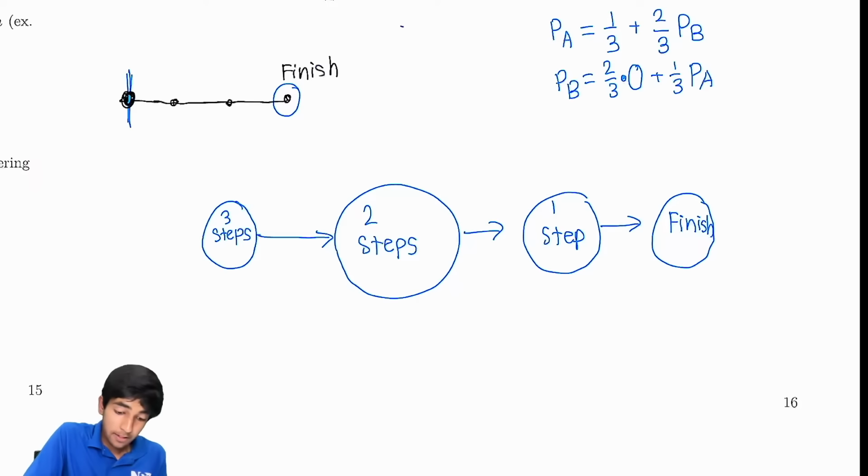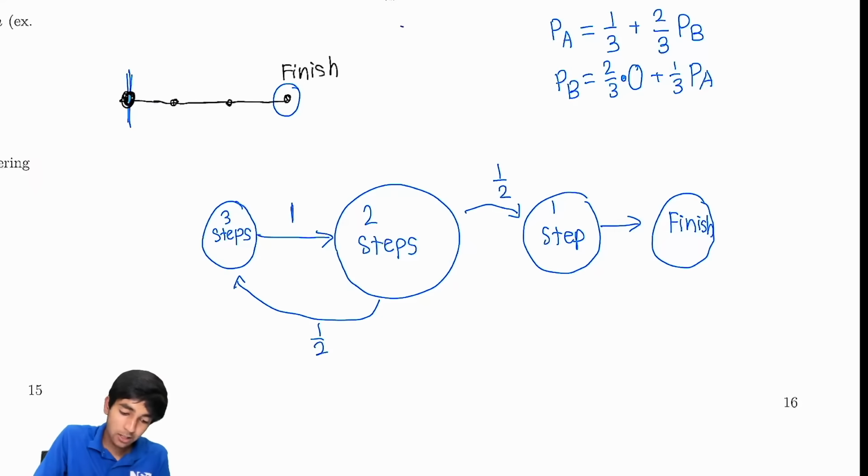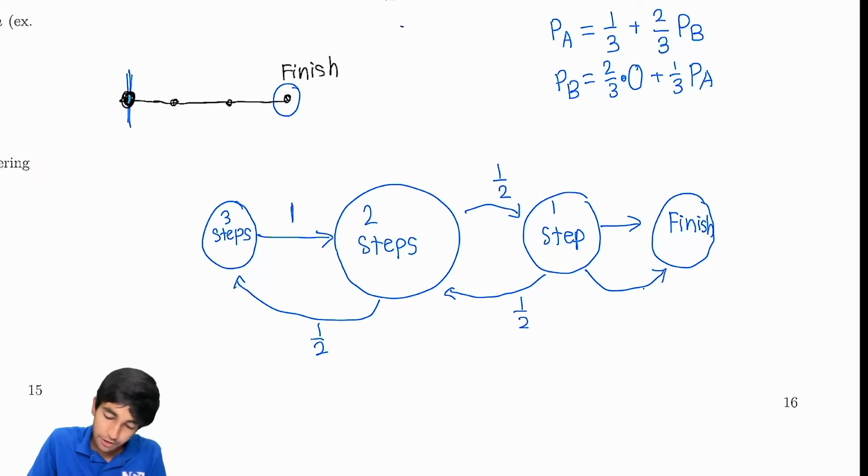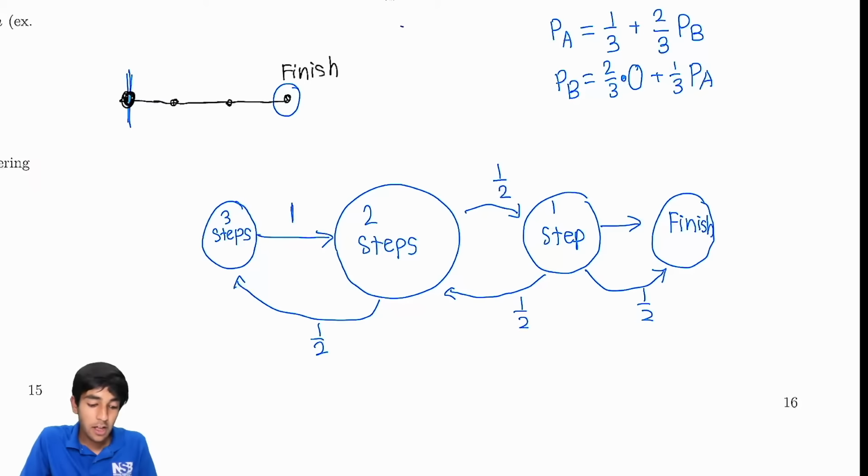So let's say that from 3 steps, there's a guarantee you go to 2 steps away. From 2 steps, there's a half chance you become 1 step away, but there's also a half chance you go back to being 3 steps away. When you're 1 step away, there's a half chance you go to being 2 steps away, and a half chance you go to finishing. So on every turn, as long as you're not at the beginning, there's a half chance you go back or forth, and a half chance of finishing.